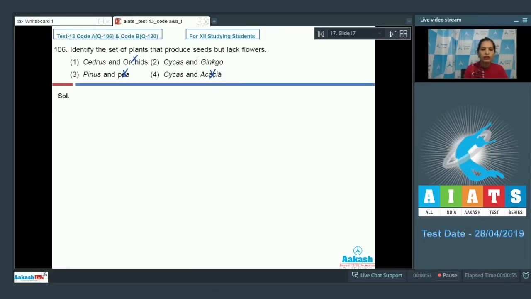Cycas and Ginkgo both are gymnosperms, and gymnosperms only produce the seeds but not the flowers. Although both gymnosperms and angiosperms are called spermatophytes, as both are seed producing plants. So the correct option for the given question is option number 2. Let's move to the next question.